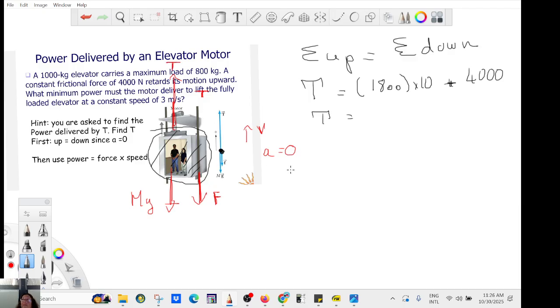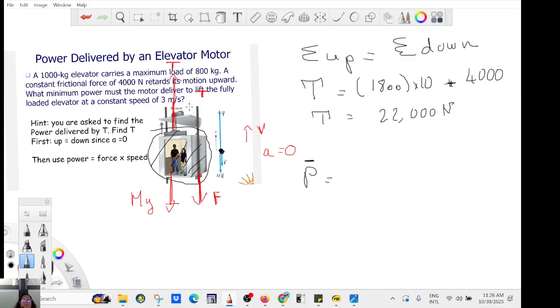So there's no acceleration. No acceleration means up equals down. Do you agree? Okay. So that will be 22,000 Newton. And I can use one of the equations, one of the definitions, the power delivered by a force.